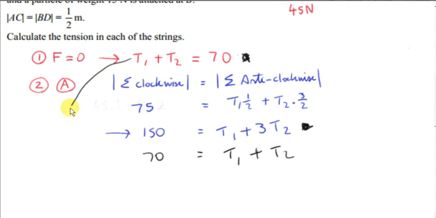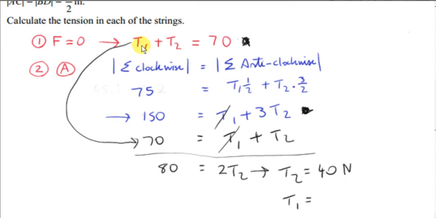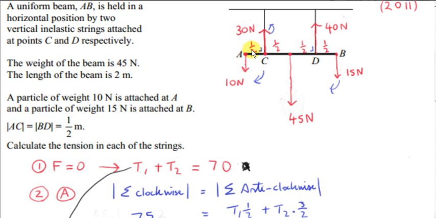So a quick way to do that is to write this equation down underneath the second equation and simply subtract 150 minus 70, and over here when we subtract, these go out. That's what we want, and here we get 2T2, so T2 is 40 newtons. Since T1 and T2 add to 70, T1 must be 30 newtons. So here's the final picture.